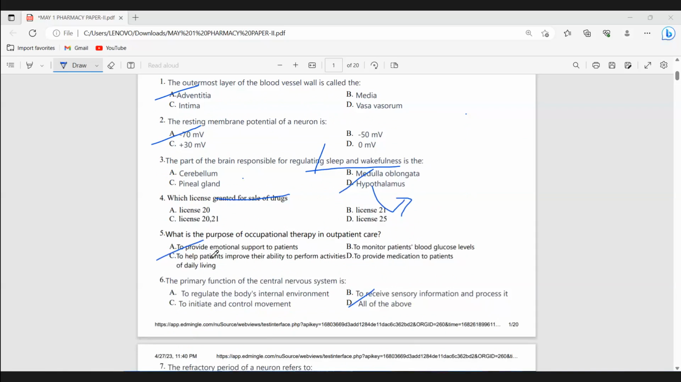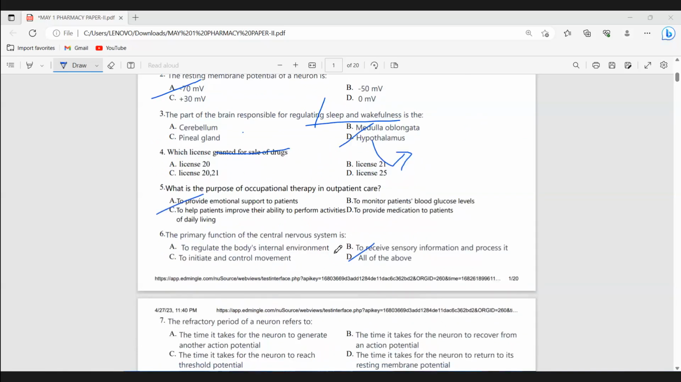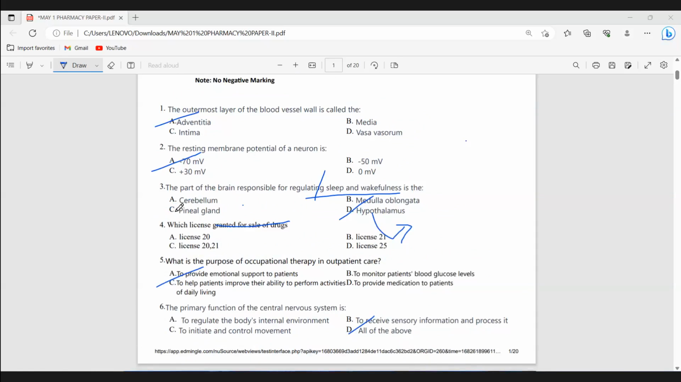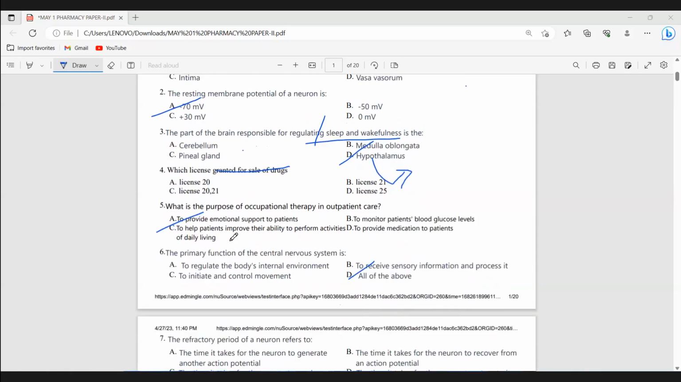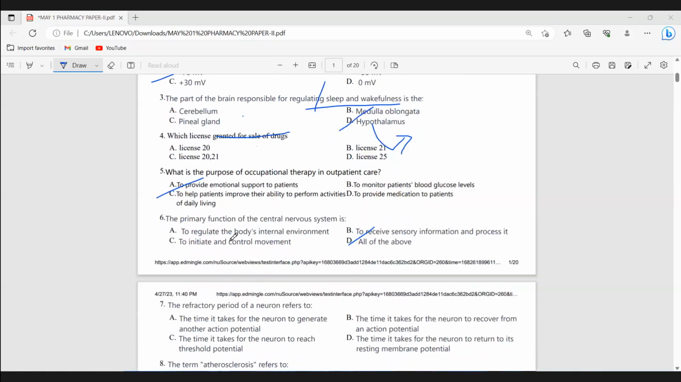Pineal gland, okay, it will regulate, but not completely. Without the suprachiasmatic nucleus, the pineal gland cannot regulate sleep and wakefulness. That is the reason hypothalamus is your answer.